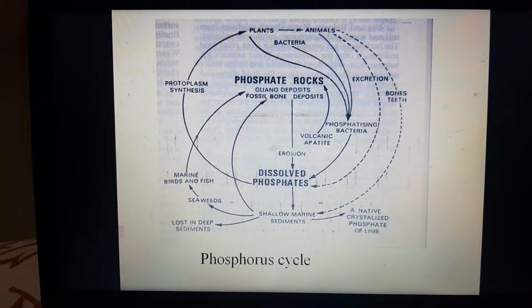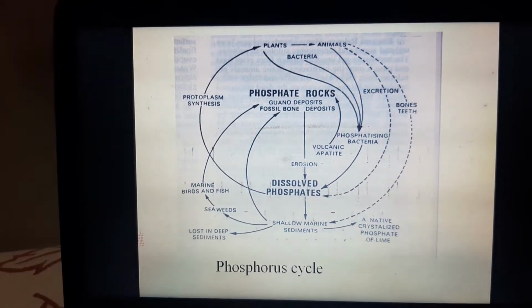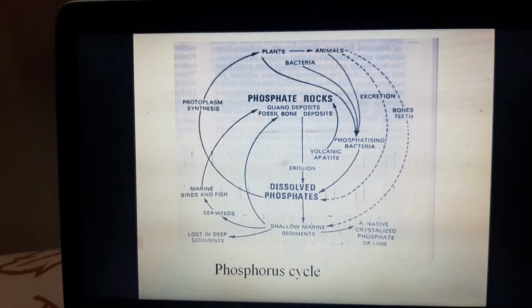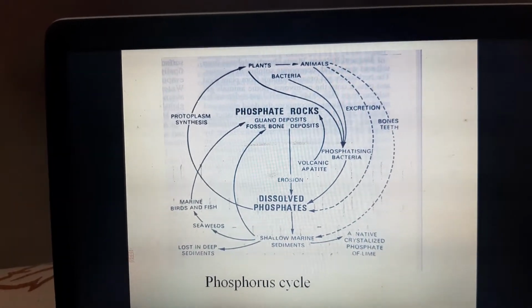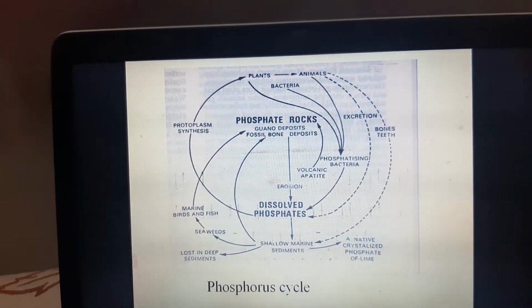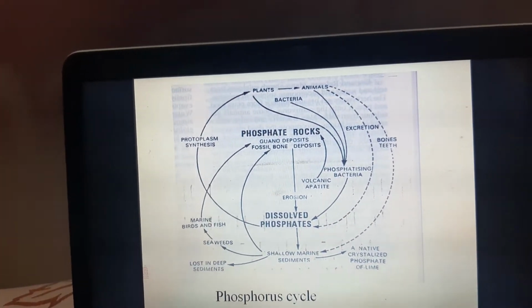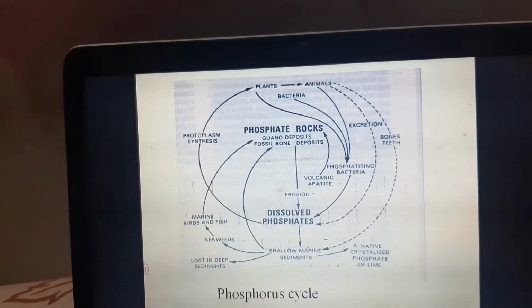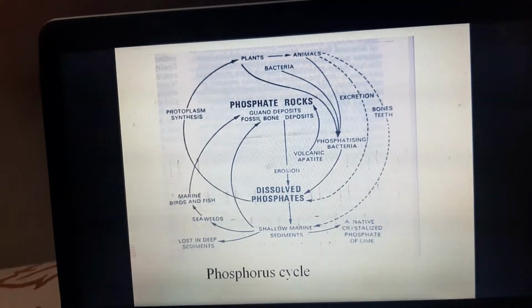Next is the phosphorus cycle. Phosphorus is an important component of the cell membrane, and of ATP and nucleic acids. तो अब ये मिलता है from the phosphate rocks and the fossil bone deposits, जो before a long time were deposited into the earth or into the water.